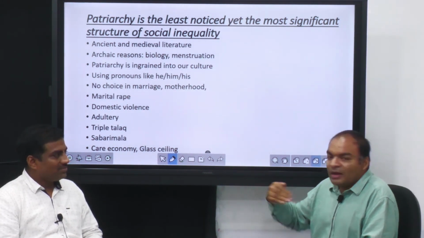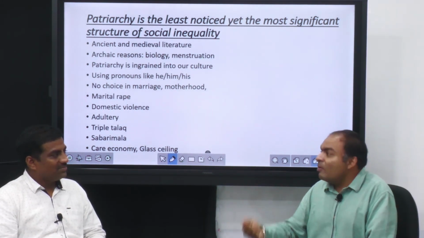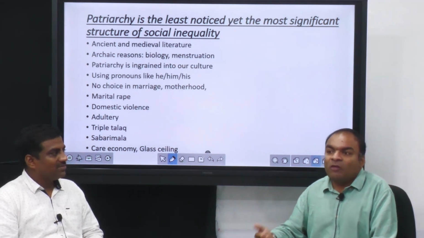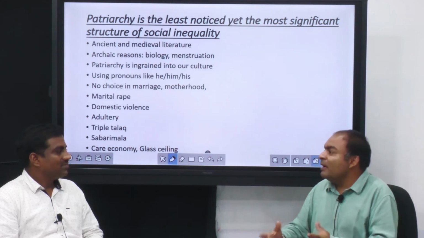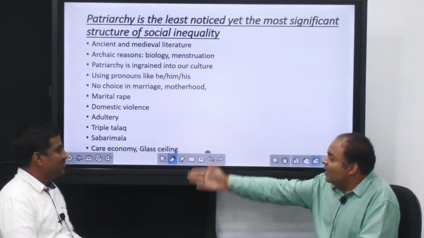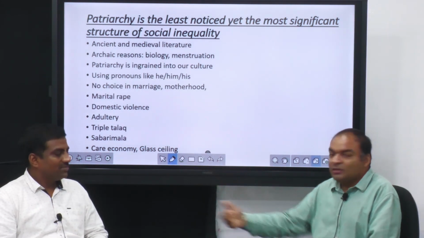So we have to allow or be progressive about temple entry movement. We have to be progressive about religious reform, rights of women, their economic prosperity, their participation at home. And that is what we talk about in the form of care economy and glass ceiling, which sir will elaborate.